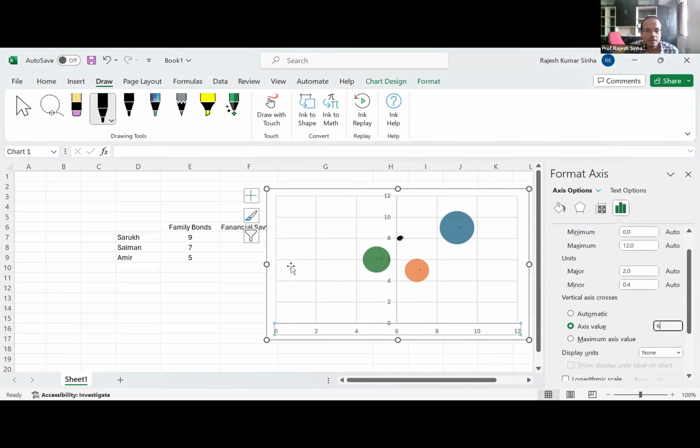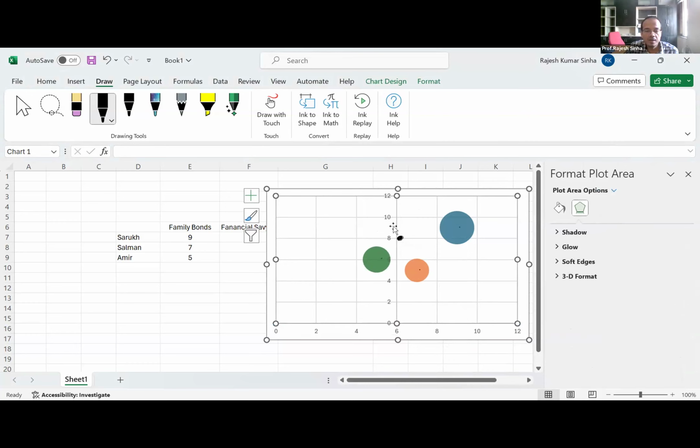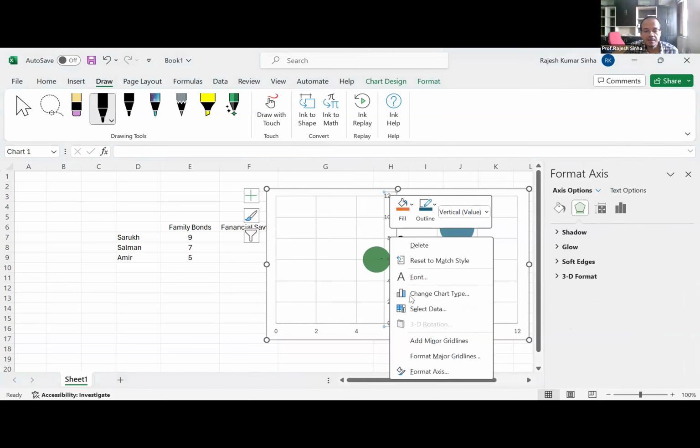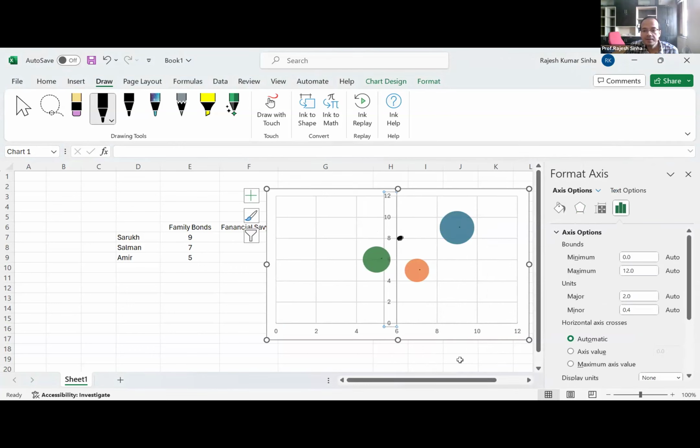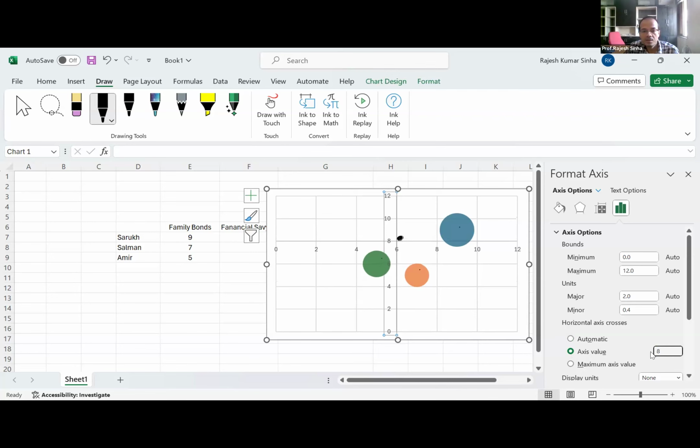Now I will be clicking on this very axis, the middle axis, and repeating the same thing. Right click, Format Axis. In Format Axis, you have horizontal axis crossing. So for horizontal, I think the line should cross at 8. So I'm clicking on axis value, removing it, typing it here, enter. Okay, so this thing came in the middle.